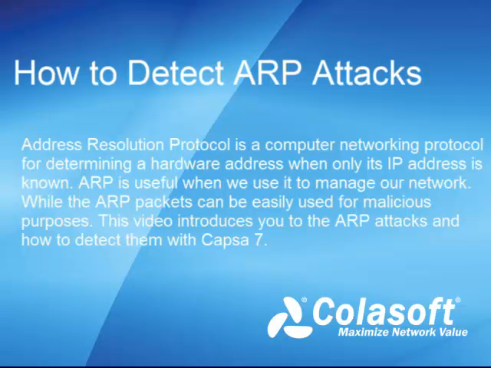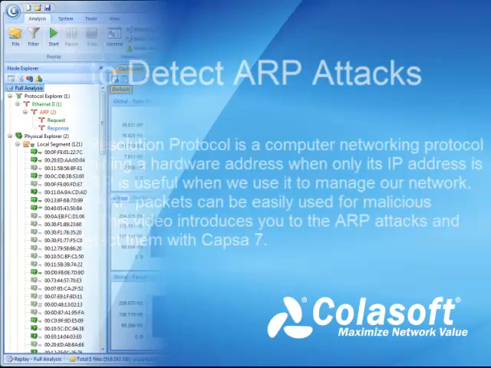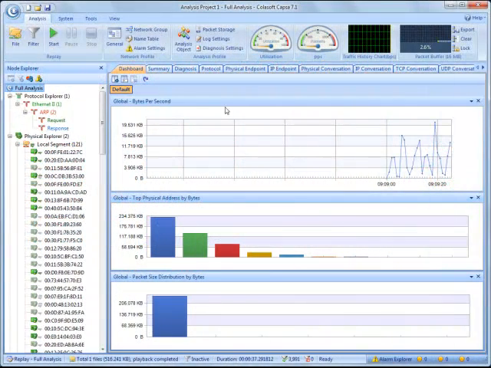Welcome to this video. We know that the Address Resolution Protocol is a computer networking protocol for determining a hardware address when only its IP address is known. ARP is useful when we use it to manage our network.